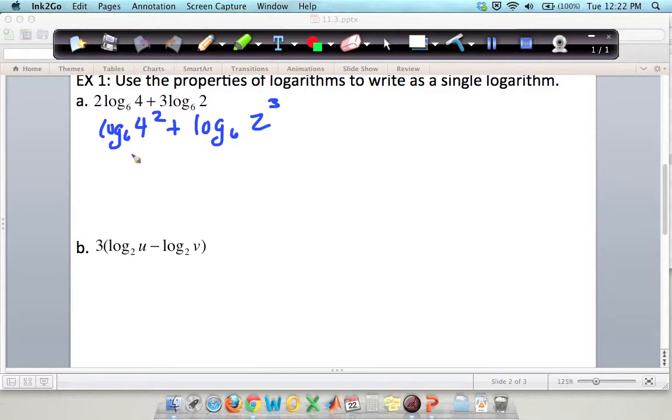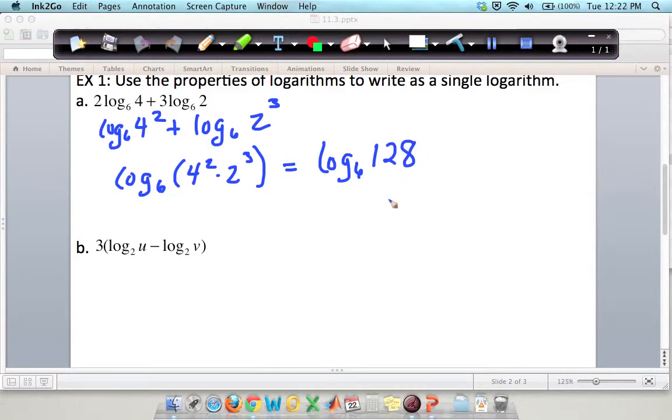Now that I've done that, I can deal with this addition sign. And remember, we said addition sign is the same thing as multiplication. So I'm going to write this as 1 log, so log base 6 of 4 squared times 2 cubed. So the addition became 1 log with multiplication. Now I'm going to simplify this. Log base 6, 4 squared times 2 cubed is 16 times 8, which is 128.